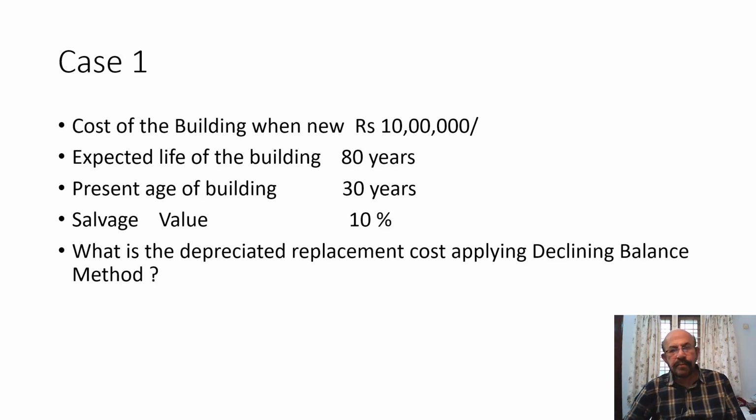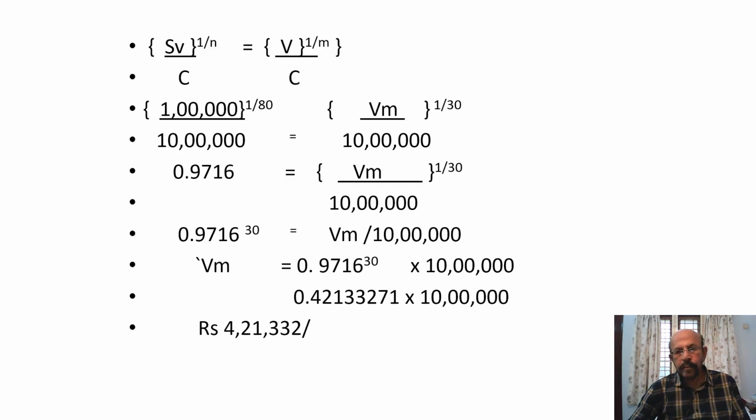Case 1. Cost of building when new is 10 lakhs, expected life of the building 80 years, present age 30 years, salvage value 10%. What is the depreciated replacement cost applying the declining balance method? Applying the formula, the depreciation is equal to 4,21,332.